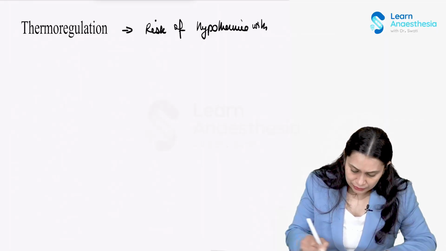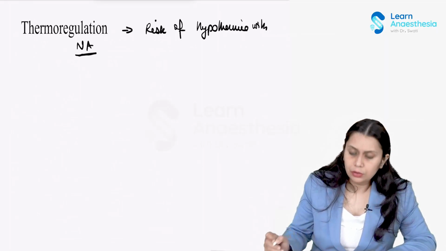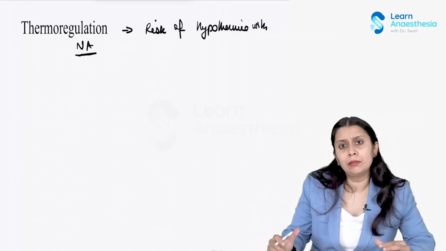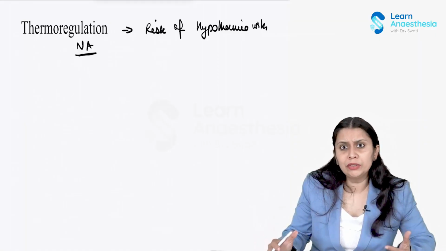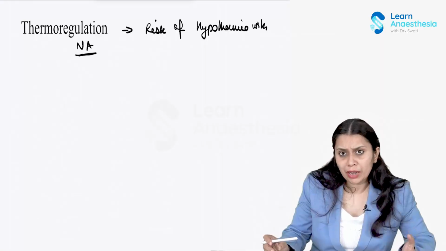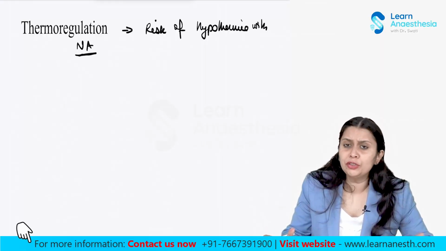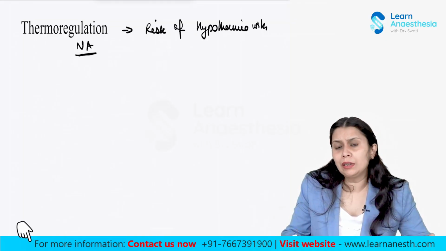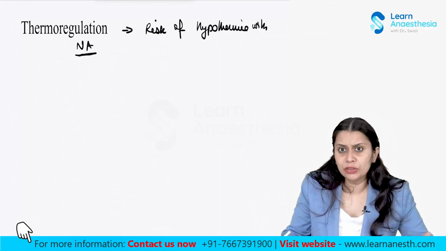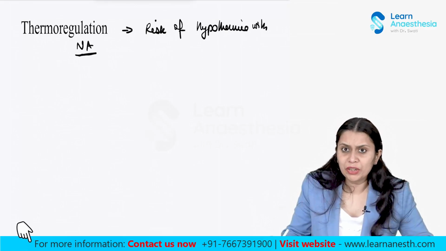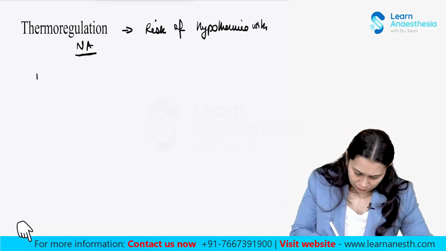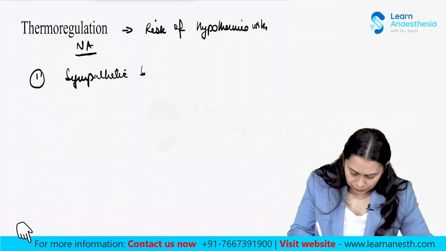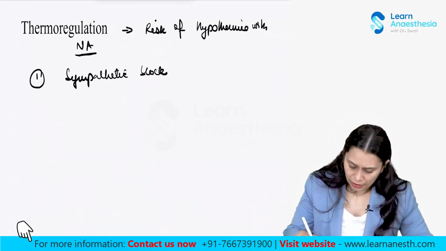The mechanism of heat loss with neuraxial is multiple. There are a lot of reasons why the heat loss happens. One is the vasodilatation of the blood vessels, which the neuraxial causes by loss of sympathetic tone, causing redistribution of heat from the core to the periphery, and the core temperature decreases. So number one, sympathetic block redistributes blood flow from core to periphery.